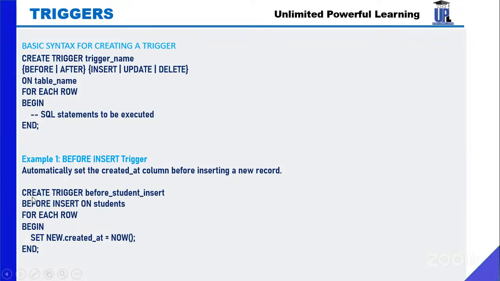So what is this trigger? A simple example we are giving: create trigger, before student insert, before inserting into a student table. This is the name I have given. Before is the first part I have taken from here. Then insert, on which table, the students table. For each row, what it has to do: begin, set the new created at to the current time, now time.